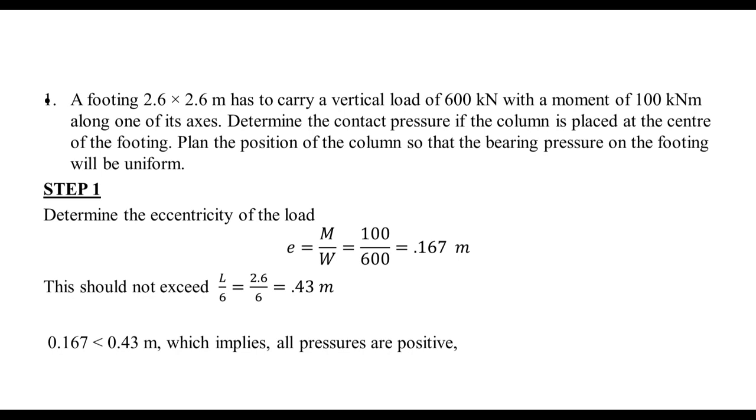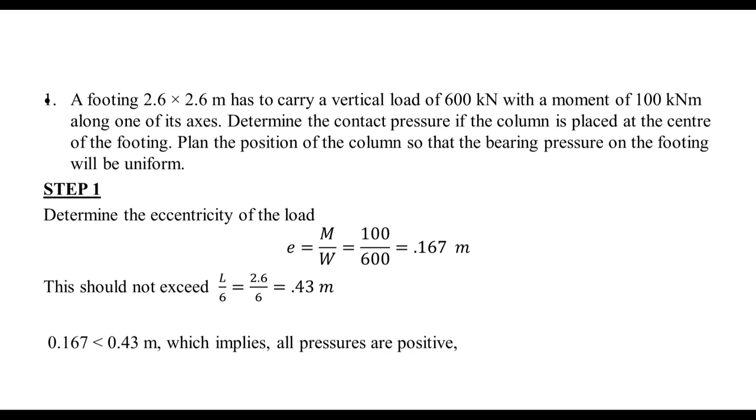First problem: a footing 2.6 by 2.6 meter has to carry a vertical load of 600 kN with a moment of 100 kN along one of its axes. Determine the contact pressure if the column is placed at the center of the footing. Plan the position of the column so that the bearing pressure on the footing will be uniform.